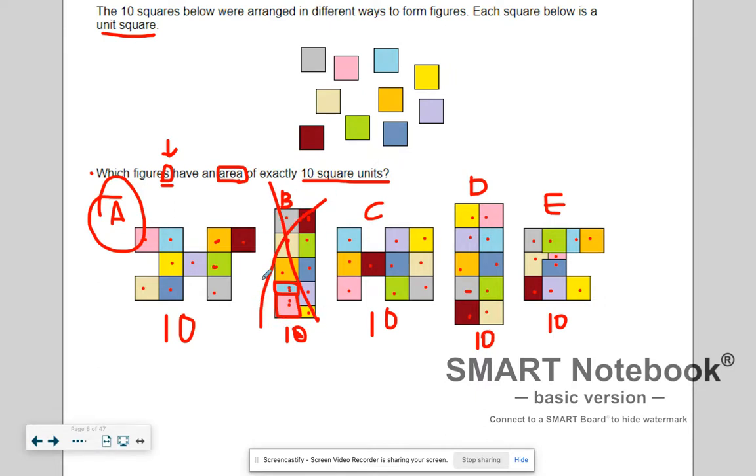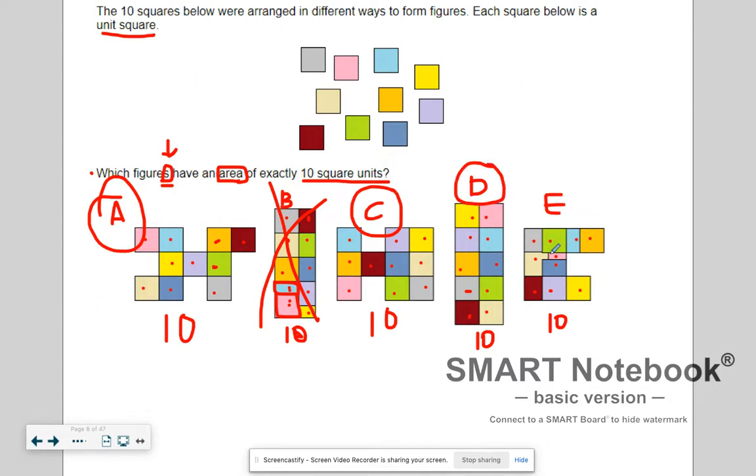Those squares inside are not equal. What about C? Are all of these the same equal? Yes, so C would be correct. D, are all of these squares equal on the inside? Yes, so D is also correct.